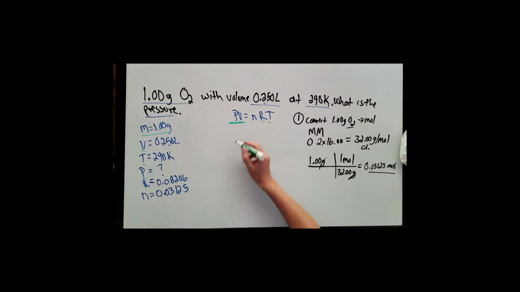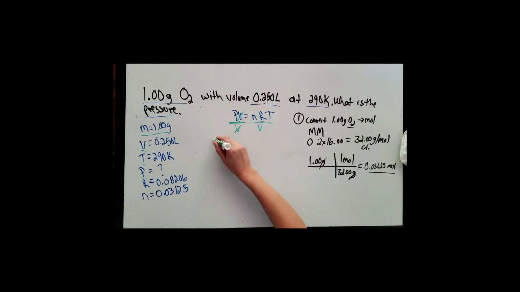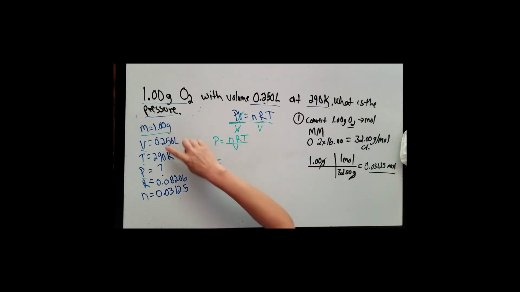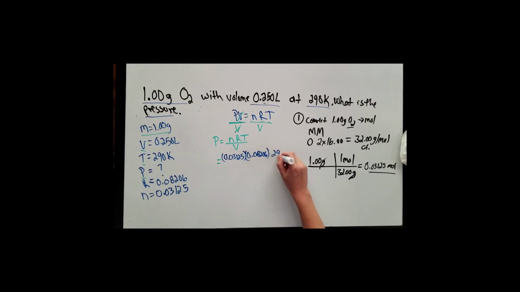So I need to get rid of volume. So I'm going to divide by volume. Whatever I do to one side, I'm going to do to the other side of the equation. Volume cancels out here. I have pressure by itself. My equation becomes moles times gas constant times temperature divided by volume. Now let's plug in the numbers for the variables and calculate. My molar amount was 0.03125. My R value is 0.08206. My temperature is 290 Kelvin. And my volume was 0.250 liters.